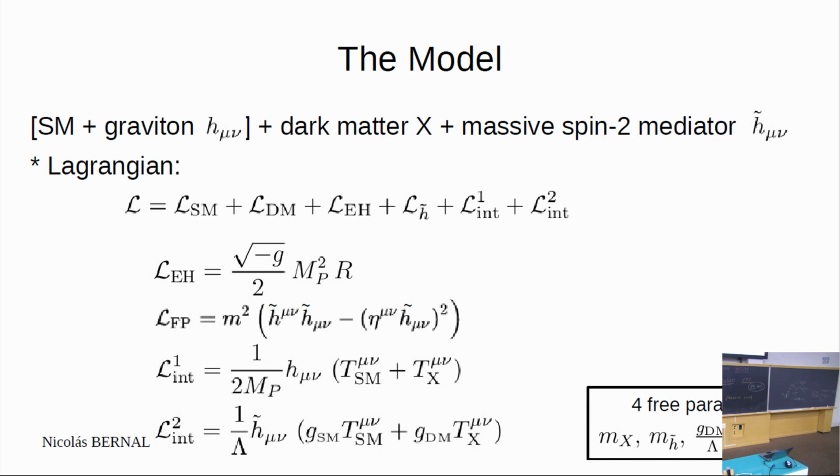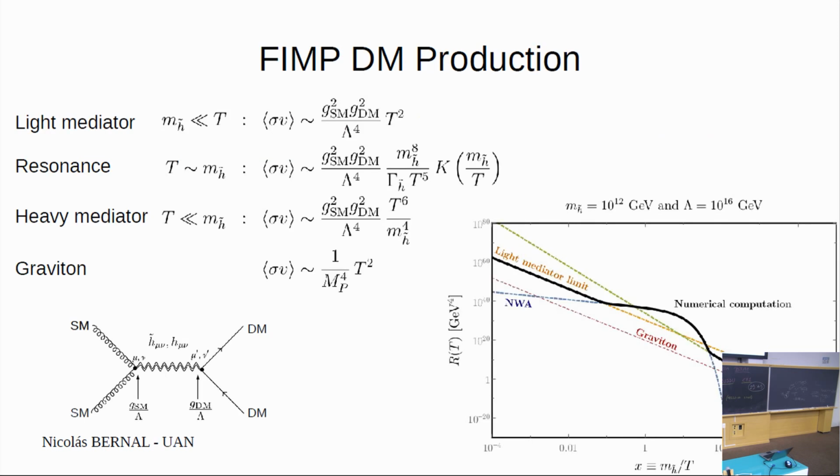So the theory, as I told you, is super simple. We have one dark matter candidate and one mediator. So we have 4 free parameters, which will be basically the dark matter mass, mx, m h tilde, the mass of the mediator of the spin 2, and 2 couplings. So the coupling of the mediator with the dark matter, and the coupling of the mediator with the standard model, right? And they will be suppressed by this heavy scale lambda. So the model is super simple. It's a simplified model with only 4 free parameters.